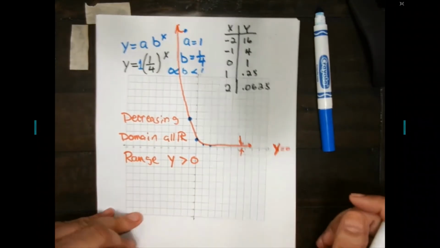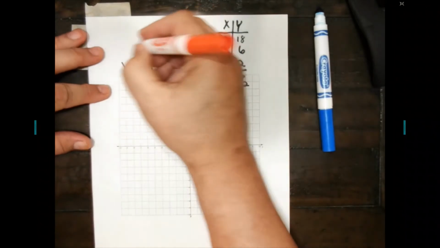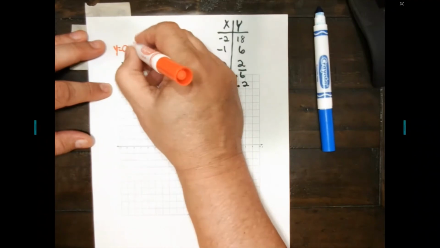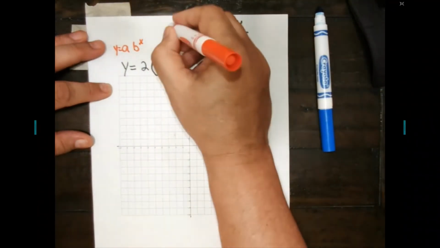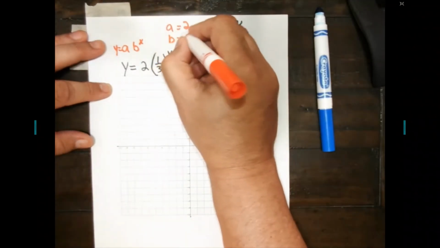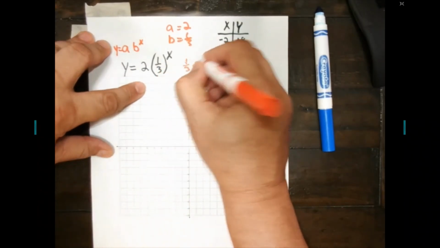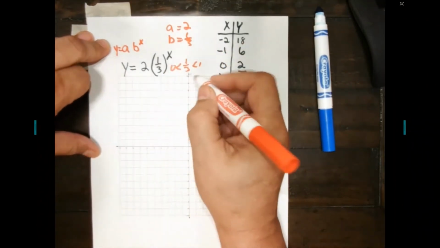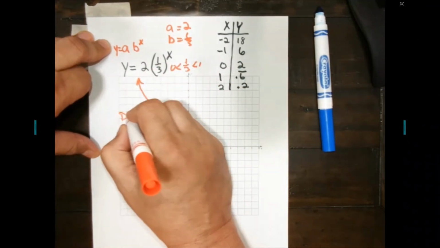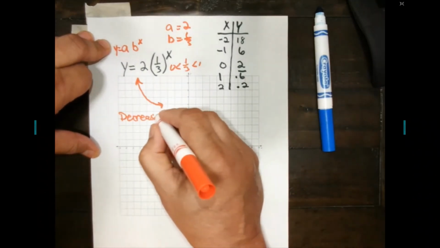One last example. Again, my basic equation is y equals a times b to the x power. In this case, a equals 2 and b equals 1/3. So again, b is 1/3, which is less than 1 and greater than 0. So we know that this thing is decreasing. So it's going this direction, decreasing.